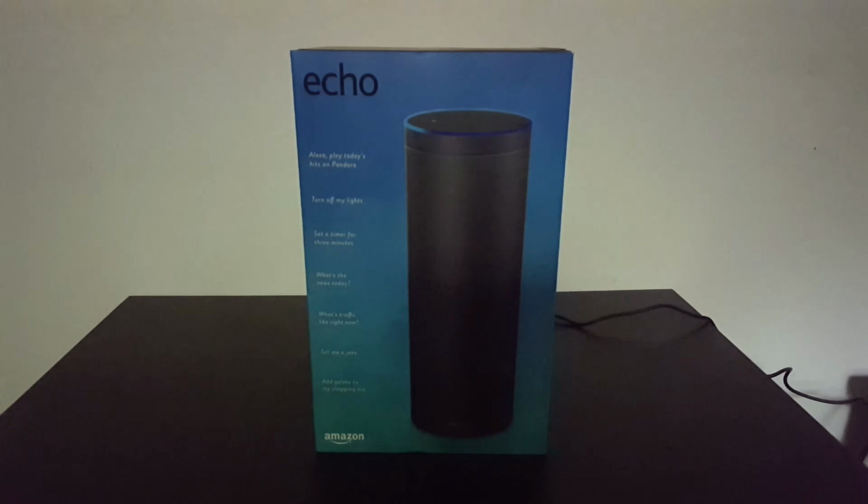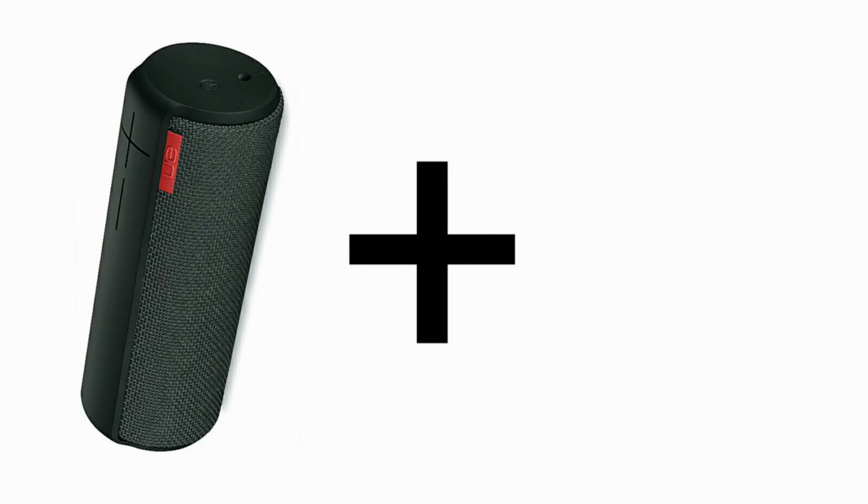And today we're going to take a look at the Amazon Echo. So the Amazon Echo is essentially two things built into one package. It's a Bluetooth speaker and it's also a virtual voice assistant.